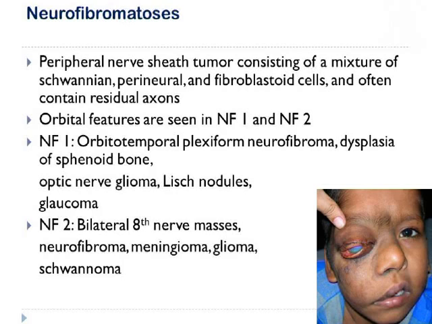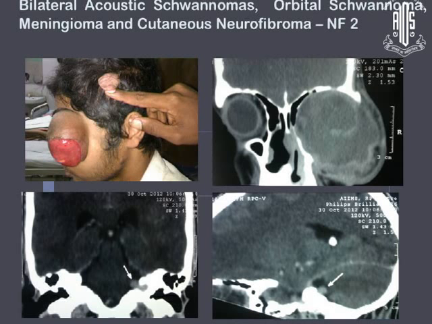2, as I said, is rare, and there are generally bilateral 8th nerve masses, and you can have a neurofibroma, meningioma, glioma, or even schwannoma. As I said, it's a rare thing in this child. This is a case of neurofibromatosis 2. This is a huge schwannoma which is present here. This is a neurofibroma here on the scalp, as you can see. This is the imaging showing mainly a cystic cavity, and here you can see the meningioma lesions also.